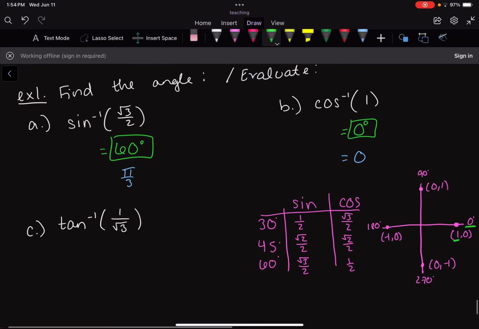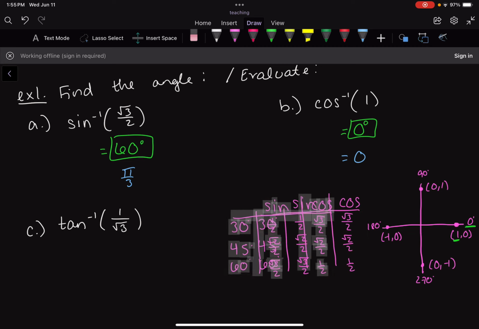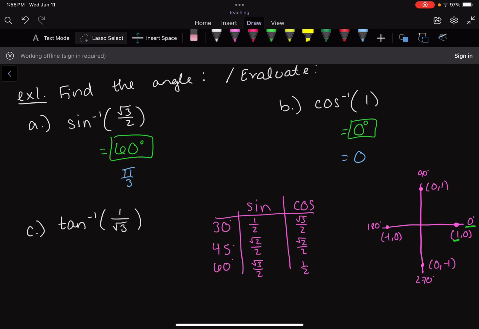A little bit harder of one, tangent inverse of 1 over square root 3. Remember that tangent is sine over cosine. If we want to, we can always add tangent into my table. I'll bring it over to the side for a second. Sine over cosine, so 1 over 2 over root 3 over 2 will be 1 over root 3. 45 will be 1. 60 will be root 3.